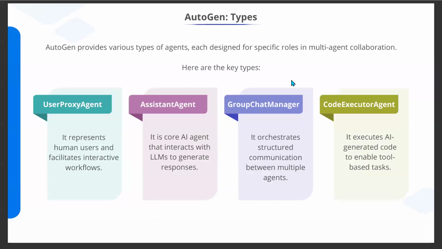When it comes to AutoGen types, AutoGen provides types of agents, each designed for specific roles in multi-agent collaboration. You can see user proxy agent, assistant agent, group chat manager, and code executor agent. We'll see one after the other.